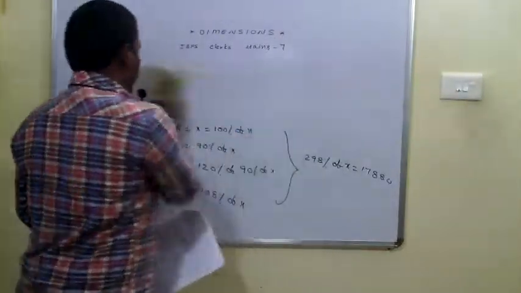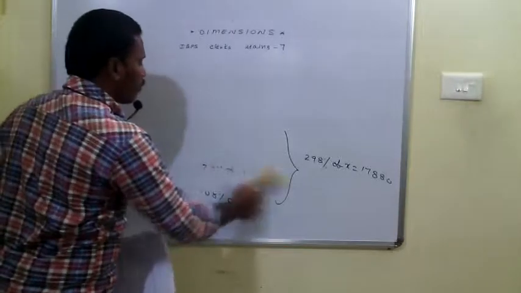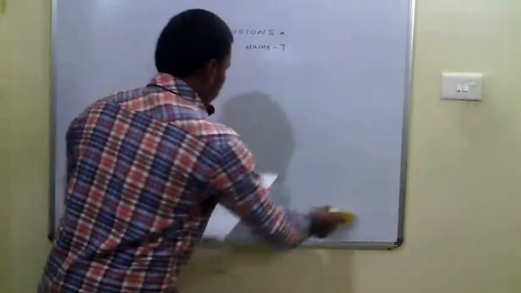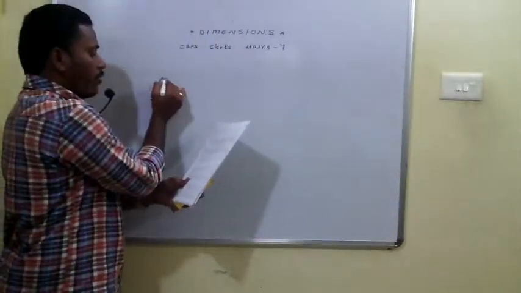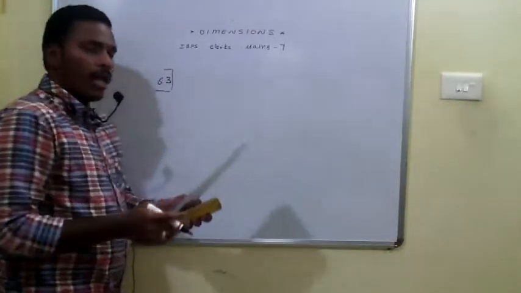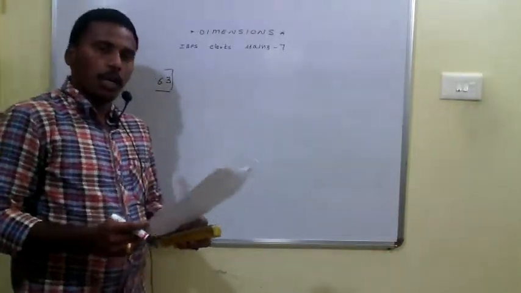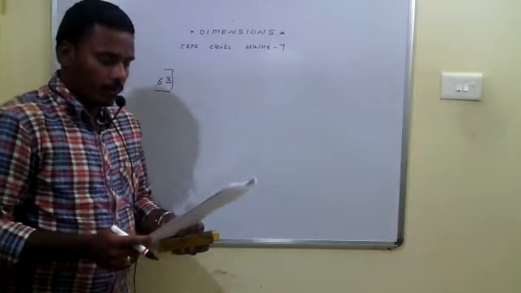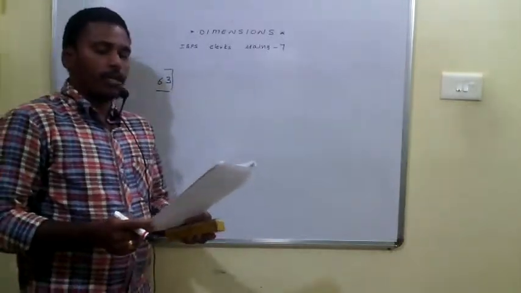Okay, that's the answer for the 62nd. And on the completion of the 62nd, the 63rd, what is given? A reduction of 20% in the price of sugar enables a purchaser to obtain 2.5 kg more for 160. Find the original price per kg of sugar.